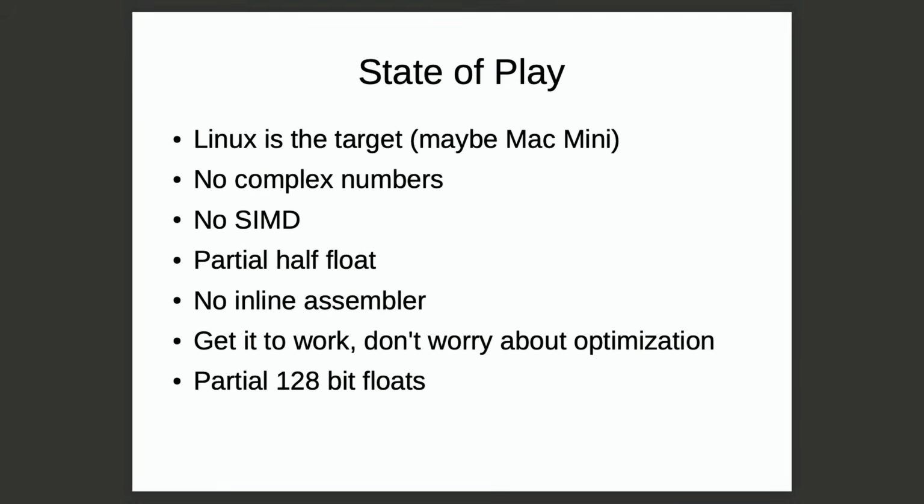I have not implemented complex numbers. I have not implemented SIMD. I don't know how any of those instructions work yet. I have a partial implementation of half floats, no inline assembler. My goal is to get it to work and not pay any attention to optimization. You can really go down a bad path if you start optimizing too soon.